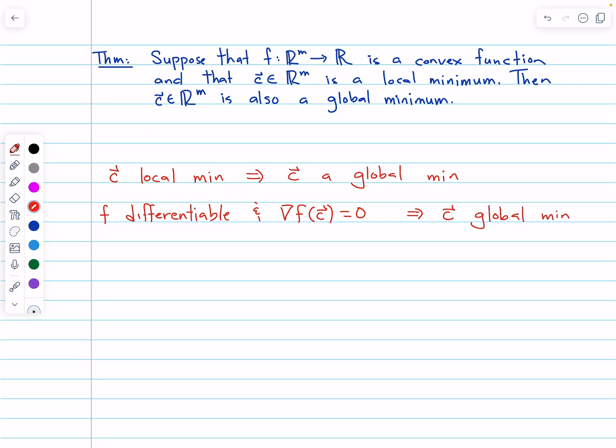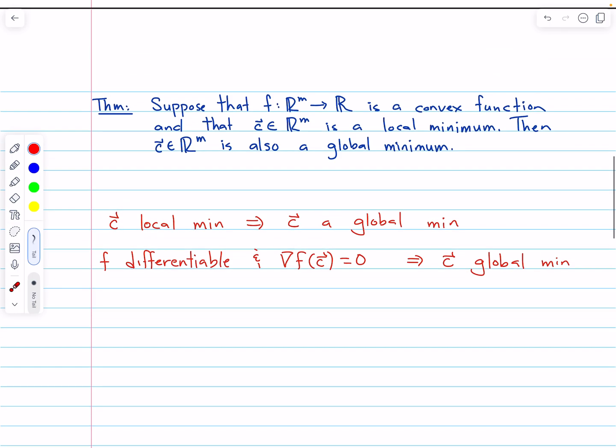All right. So notice, I should say, let's make this assumption. Assuming f is convex, both of these statements I just made assume that f is convex. So if f is convex and c is a local min, then c also has to be a global min. If f is convex, f is differentiable, and nabla f, or the gradient of f at c, is 0, then c has to be a global min.